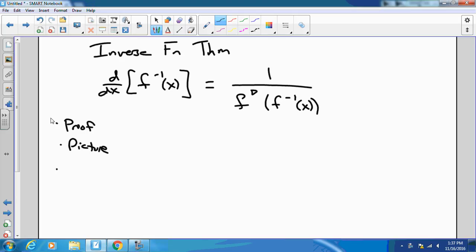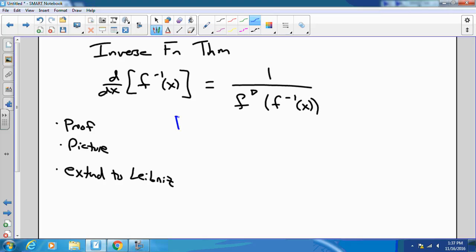And then I'd like to extend to consider what this looks like when we use Leibniz notation on it. What does the derivative of our inverse look like when we are using Leibniz notation? Okay? So, the proof of this is delightfully simple.